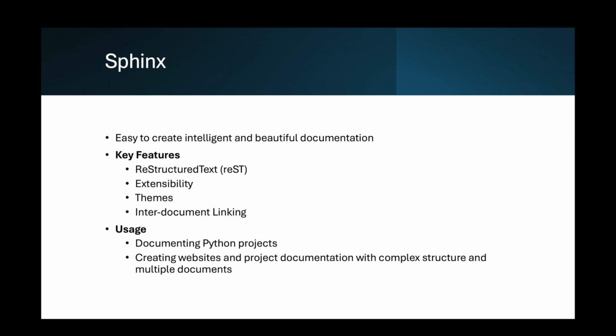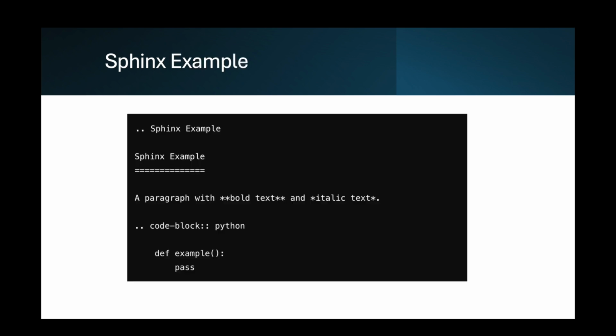Here is an example of Sphinx. You can create a paragraph with stars, like bold text and italic text, similar to Markdown. You can create a code block with double colon signs and provide the language over there, and also create examples. Here's an example of a Python function which is called example. So this is a Sphinx example.